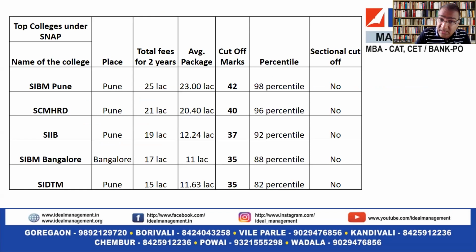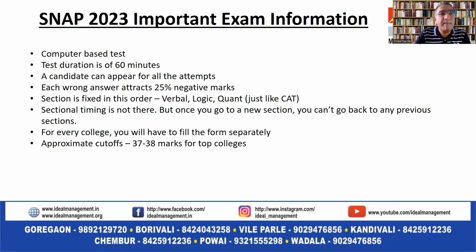These are the top colleges I've already discussed. Please go through these colleges ka thing again. I've already discussed this. Approximate cutoff for the top SIBM is 42 marks. SCM HRD, it comes down to 38, 39 marks.